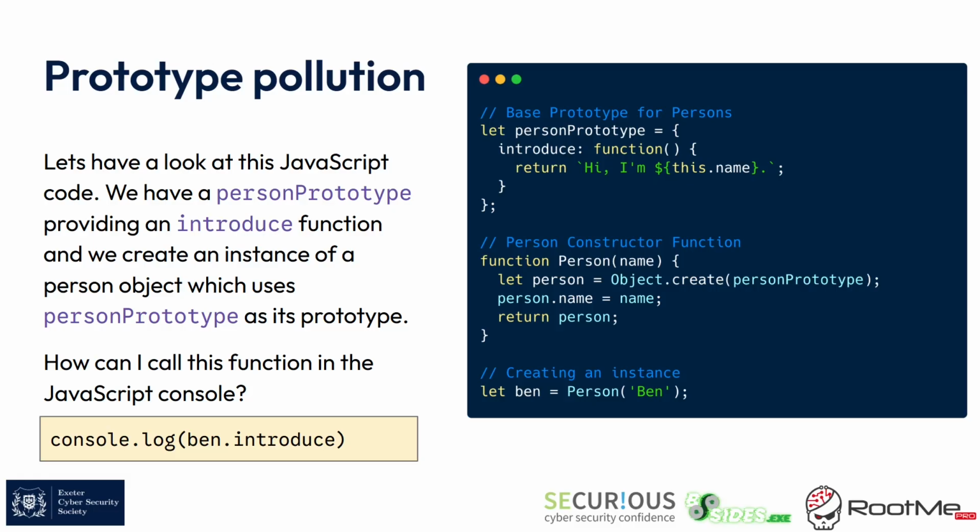This JavaScript code is, for example, for a social media website. And we have a person prototype, which provides an introduce function. And we use an instance of a person object, which uses person prototype as its prototype. So inside person prototype, you see an introduce property, which is a function, and it returns, "hi, I'm this.name". So if you think about a social media website, you log in and your name is, for example, John, you will see a value being returned, "hi, I'm John", something like that.